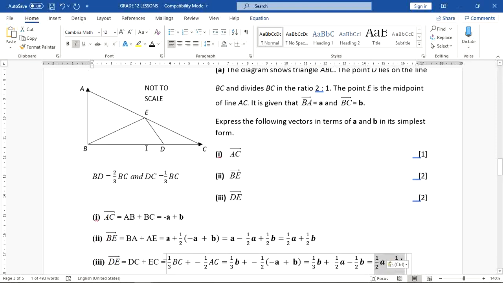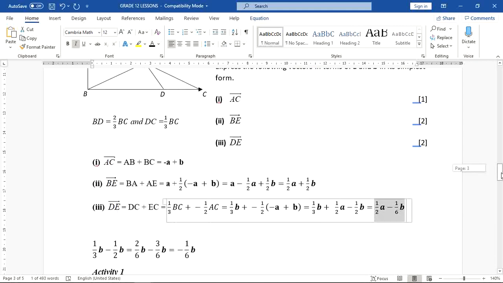You can also take DB, take the longer route. You take the longer route, DB, and then BA, and then AE, or you can take DB and then BE. So it's up to you which route you want to take. But I recommend that you take DB and BE because you already have BE. You must get the same answer like the one I got here.